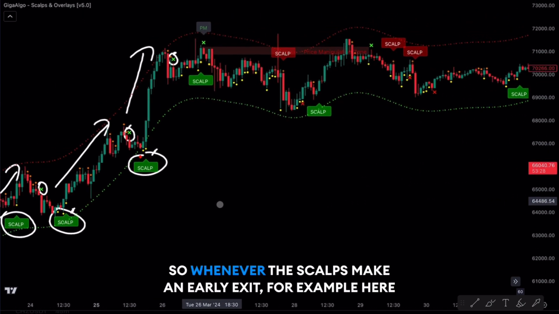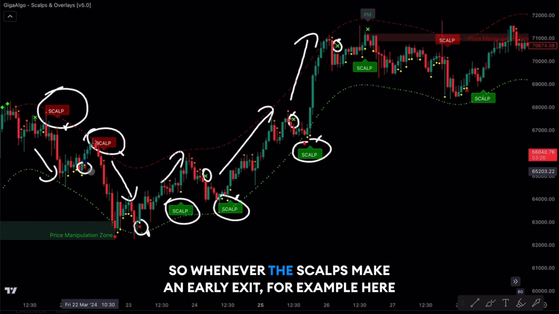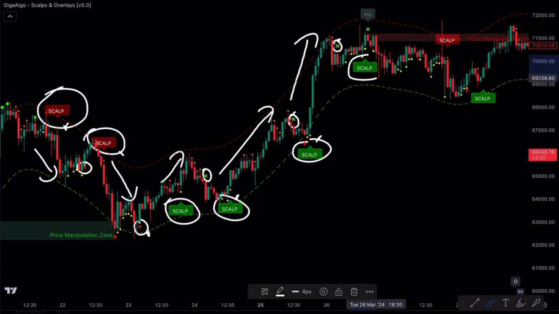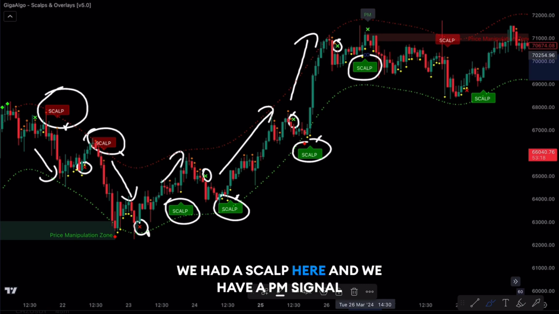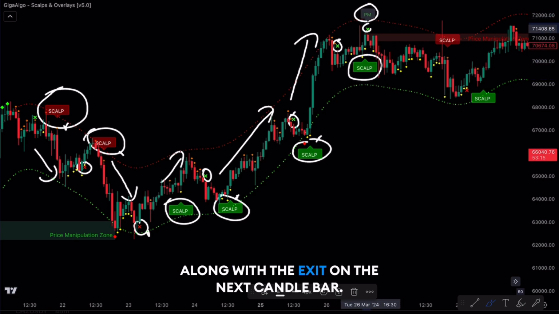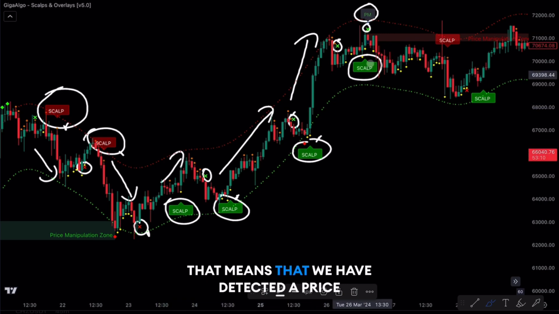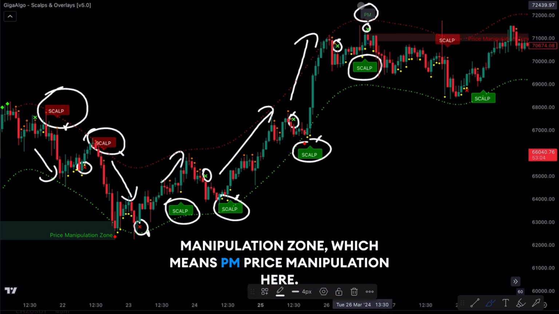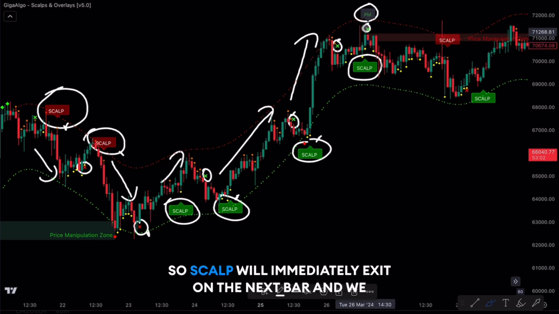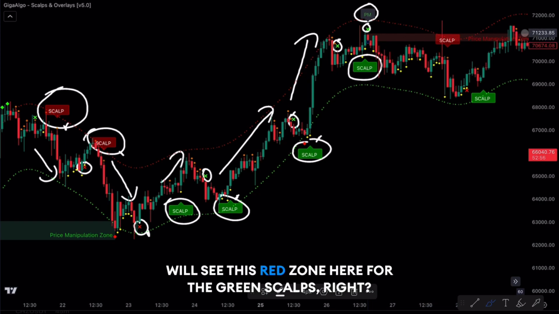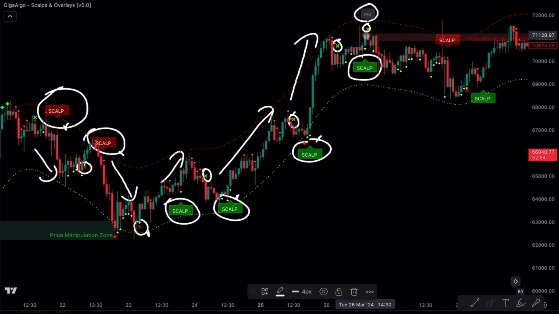Whenever the scalps make an early exit, for example here, we have a scalp here, and we have a PM signal along with the exit on the next candle bar. That means that we have detected a price manipulation zone, which means PM, price manipulation. So the scalp will immediately exit on the next bar, and we will see this red zone here for the green scalps, right? So price recasted here.